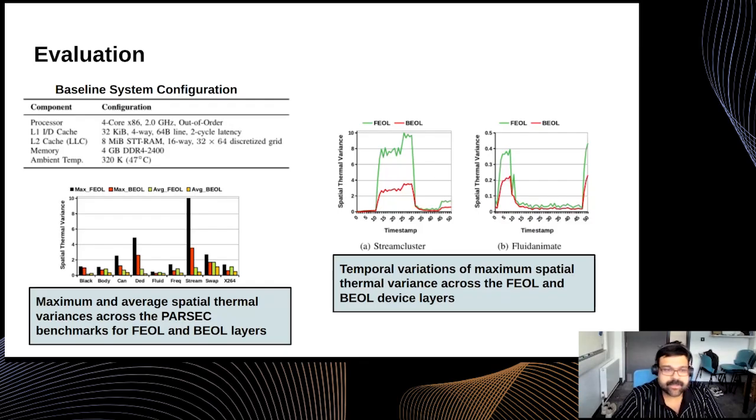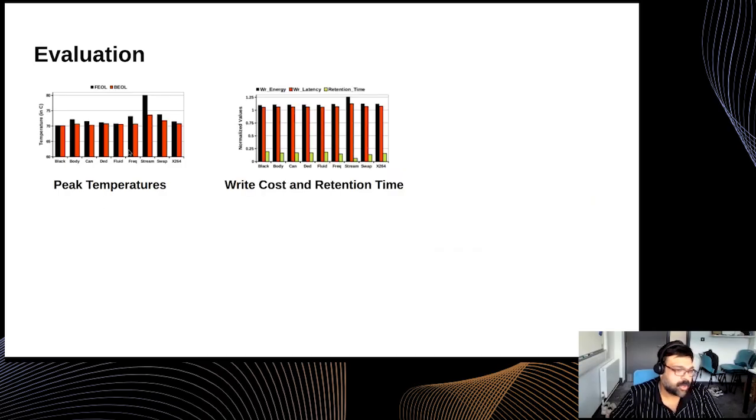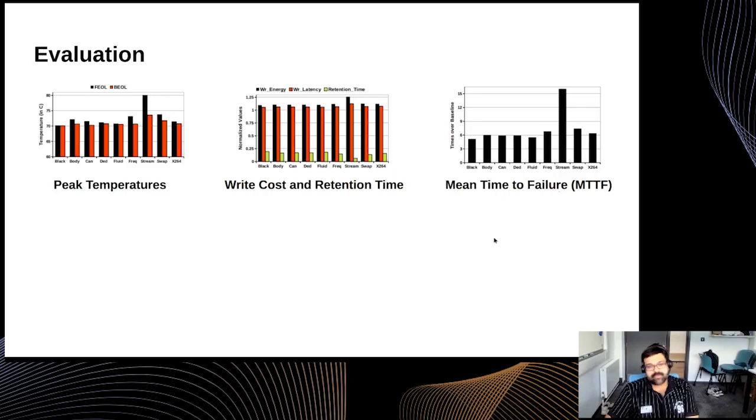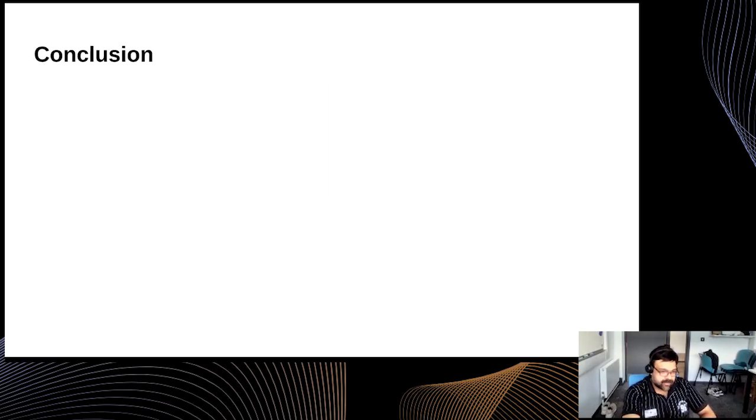And then we have some other parameters like peak temperatures for all these 9 benchmarks. Then we have the write cost and retention time. Write latency, write energy, and retention time have been plotted in this graph. And finally, we have the mean time to failure over the baseline. The main results show an 11.7% write latency inflation along with a 20.7% dynamic write energy overhead and an exponential data retention decay of up to 65.7%, which is significantly high. That's why I think this simulator is relevant for industry as well as for academia.